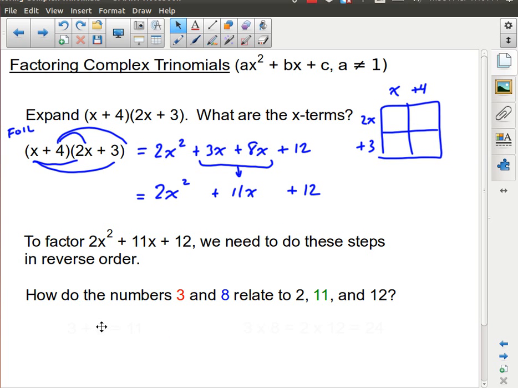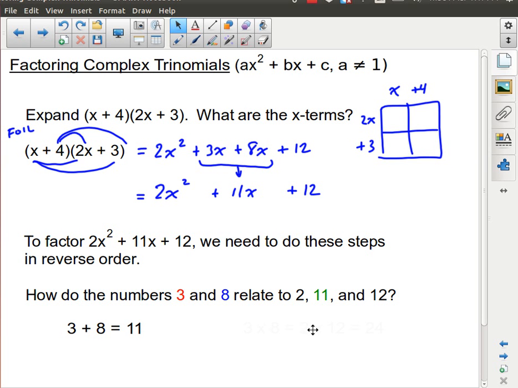One of them is that 3 plus 8 is equal to 11. So these two numbers added together to give you 11. So imagine now if we're going to reverse the direction, we're going to be starting with the 11 and going backwards and somehow getting this 3 and 8.